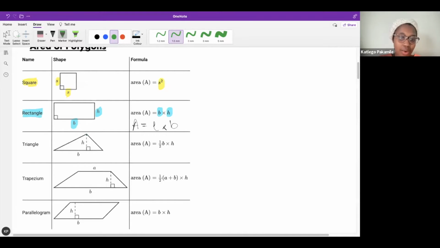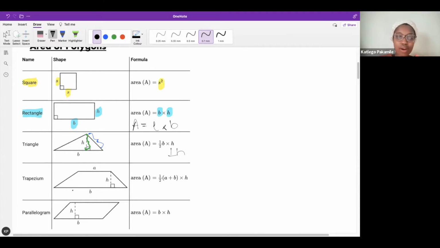Perpendicular height, okay? That means the one that goes straight up, perpendicular on the base. We do not use the slanted height. The slanted height is this one. Remember, slanted means it is leaning over. Okay, so it is supposed to be half of base times perpendicular height. That is our symbol for perpendicular height. All right, nice.